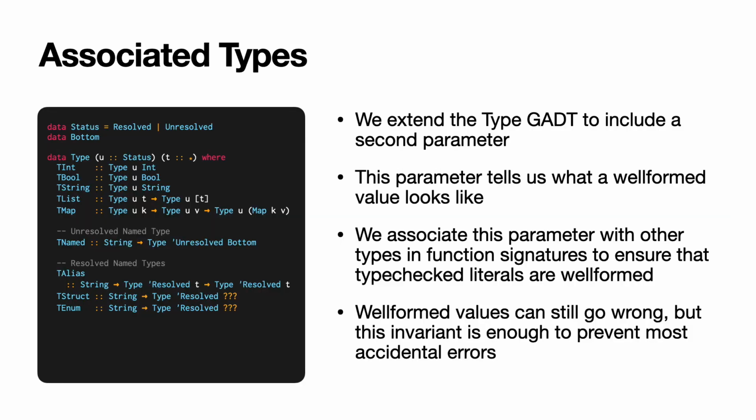Now back to thrift. In addition to being able to tell if a type is well-formed, we also want to be able to tell if a value of that type is well-formed. In order to achieve this, we add a second type parameter to the type GADT, which tells us what Haskell type we will use to represent valid literals of that type. For example, thrift integers, booleans, and strings will be represented as Haskell integers, booleans, and strings.